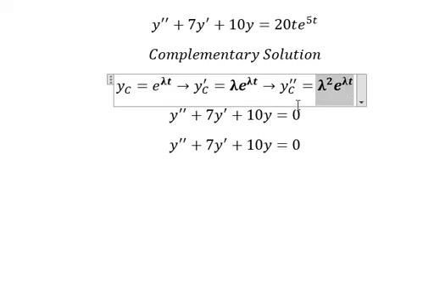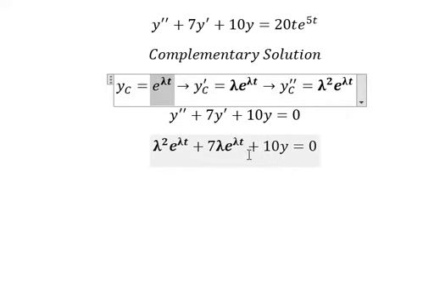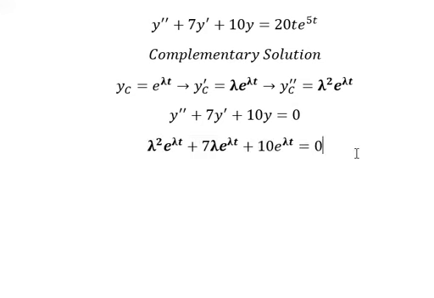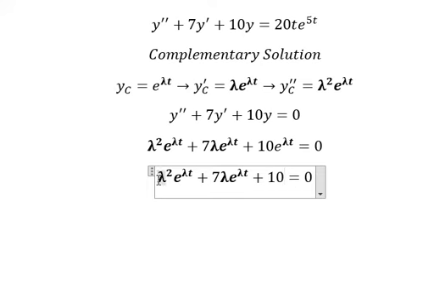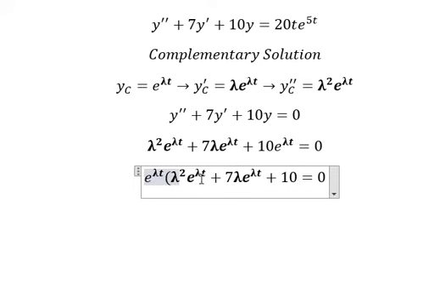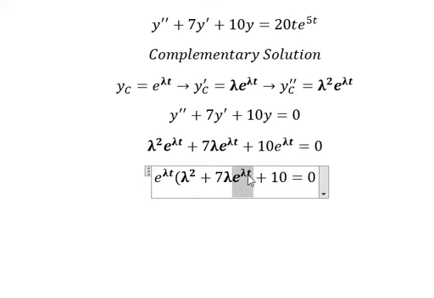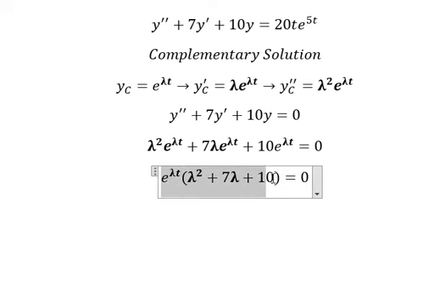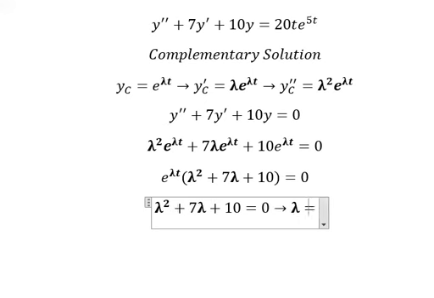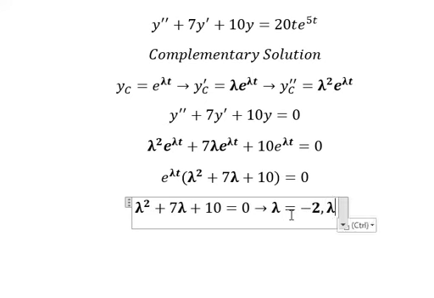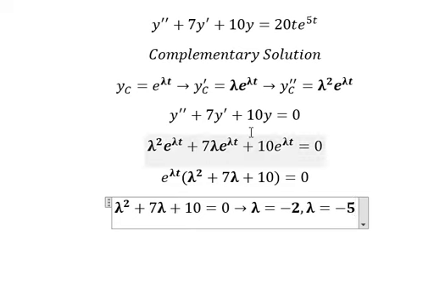So I will put this one gone here, this one gone here, and this one gone here. Next, e to the power of lambda t, we can do factorization. So I will find the solution of this one in here. So we have lambda equals negative 2, lambda equals negative 5.